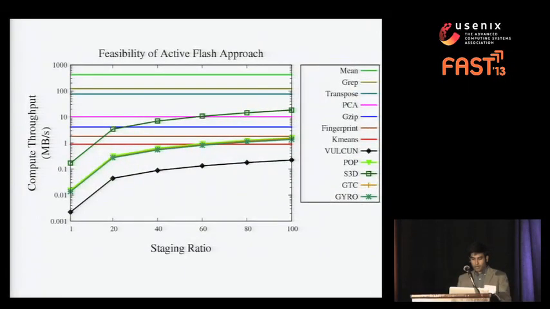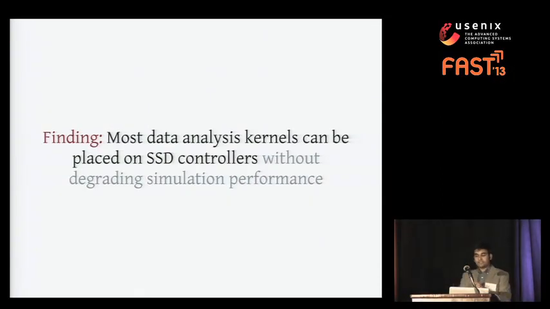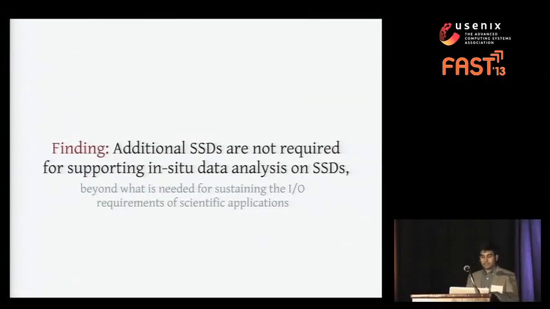We can actually plot all other simulation applications, for example, Vulkan, Pop, GTC, and Gyro. And as we see, most of the analysis kernels are above it. For example, at staging ratio 10, maybe you cannot support k-means for some of the applications. So what is the takeaway from here? Most data analysis kernels can be placed on SSD controllers without actually degrading the performance. Second, additional SSDs are actually not required for supporting in-situ data analysis on SSDs beyond what is needed for sustaining the I/O throughput. As we just saw, staging ratio 10 was enough for supporting most of that, and staging ratio 10 was what was calculated for sustaining the I/O throughput.